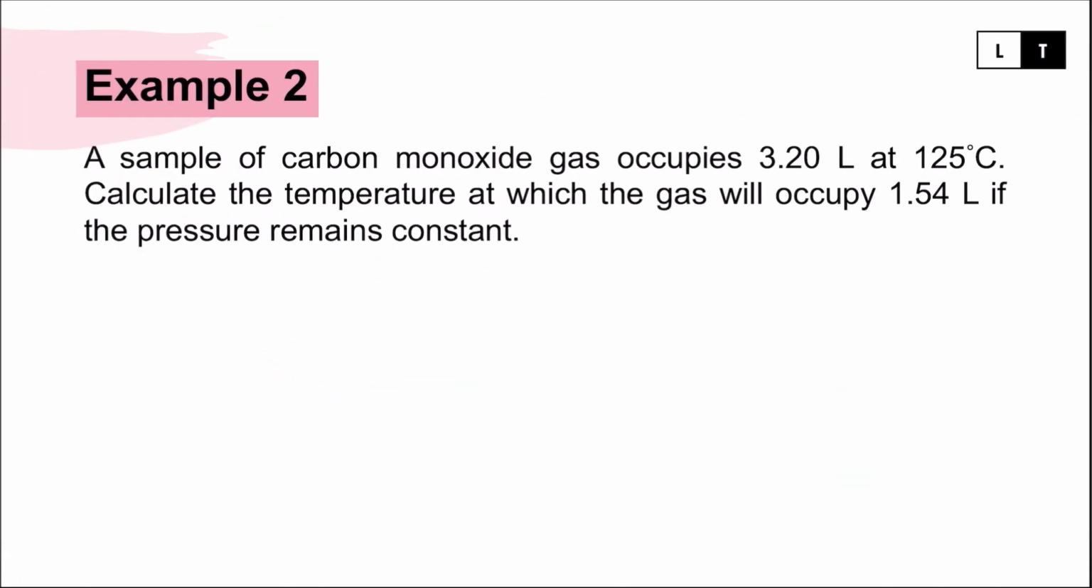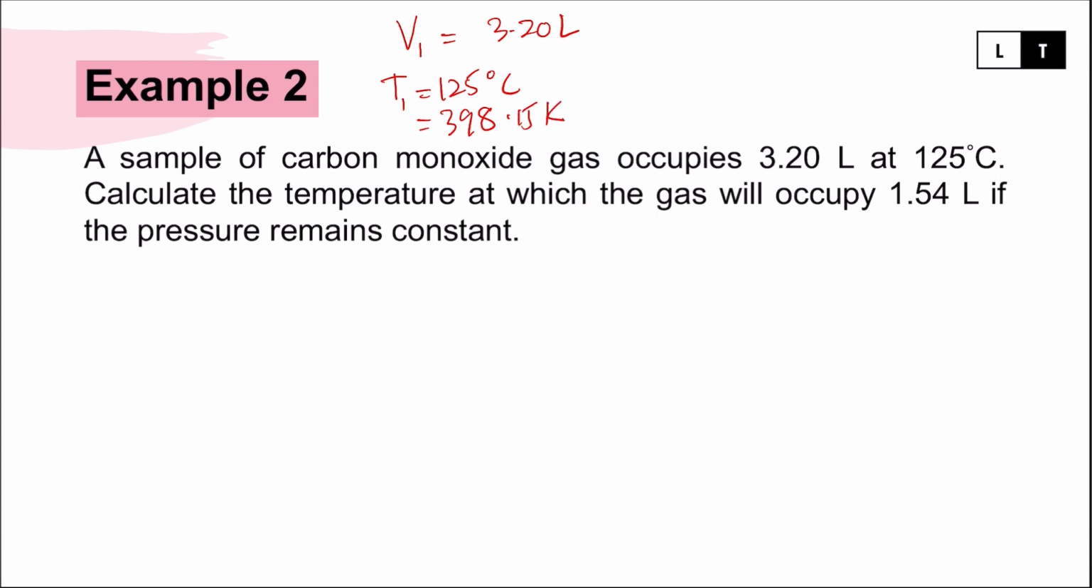So, example 2, you got carbon monoxide. I'm going to take out the information. So, you got the volume V1. Saya akan set this one 3.20 liter. And then I got the temperature. The temperature right now is 125 degrees Celsius. So, be careful. That's why kita akan convert kepada Kelvin. So, I will have 398.15 Kelvin. So, itu adalah T1.